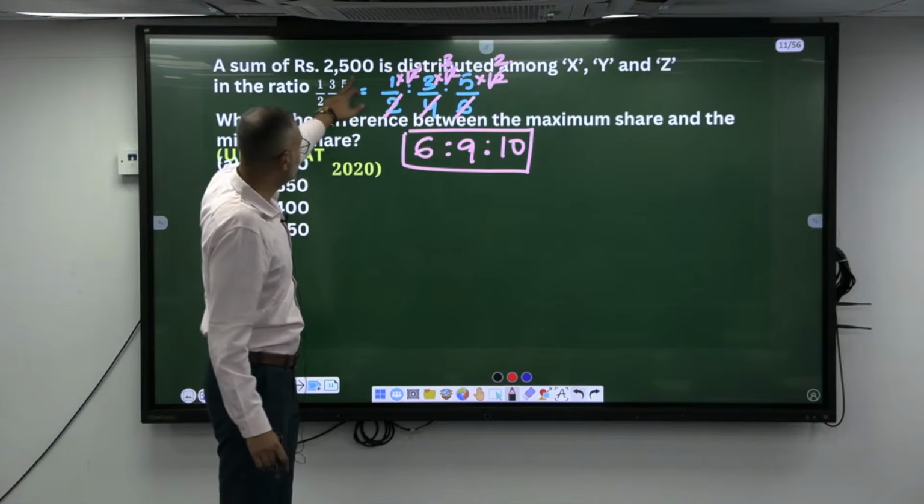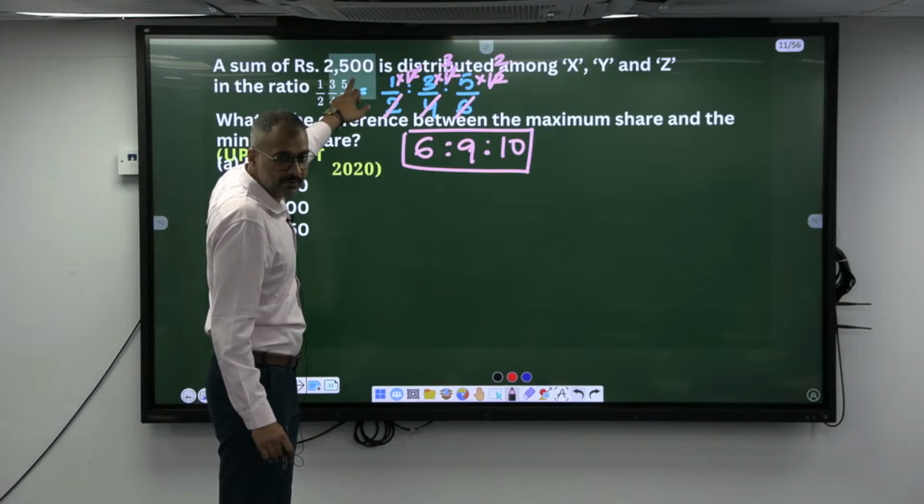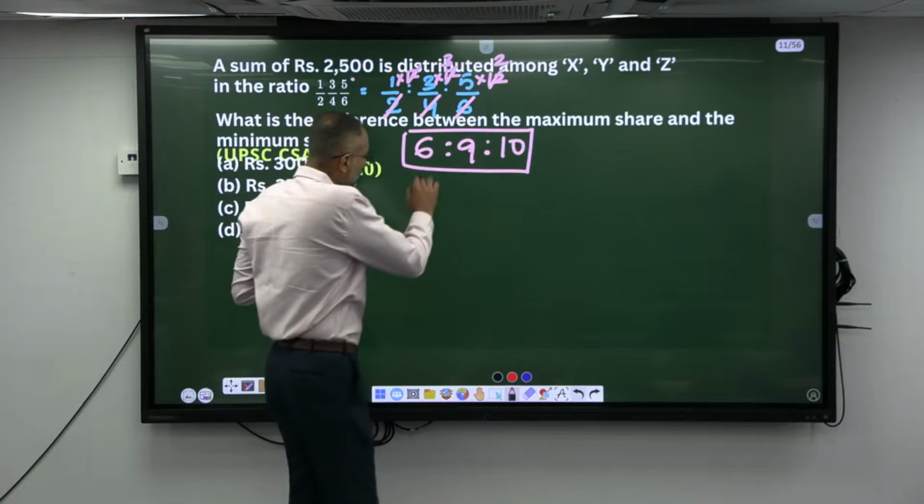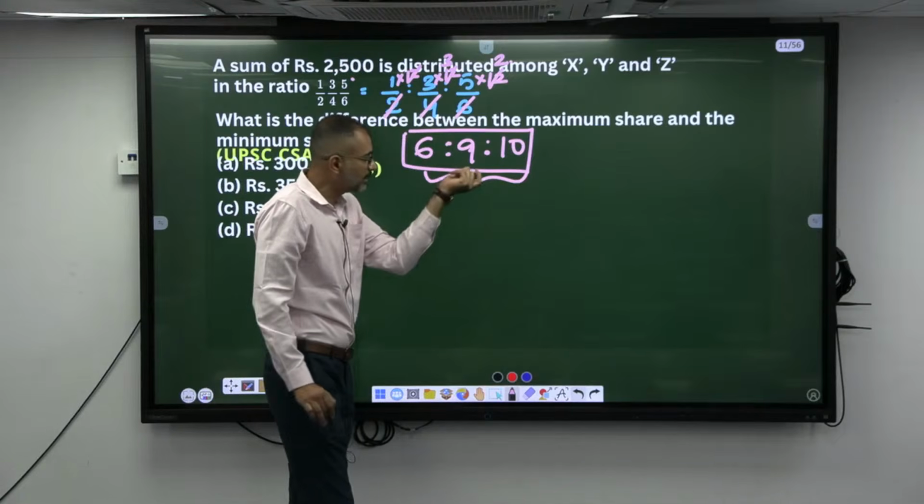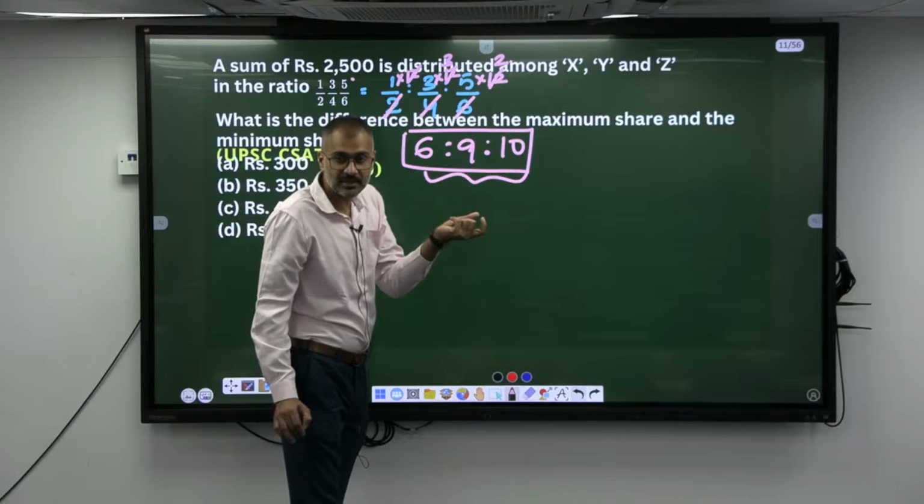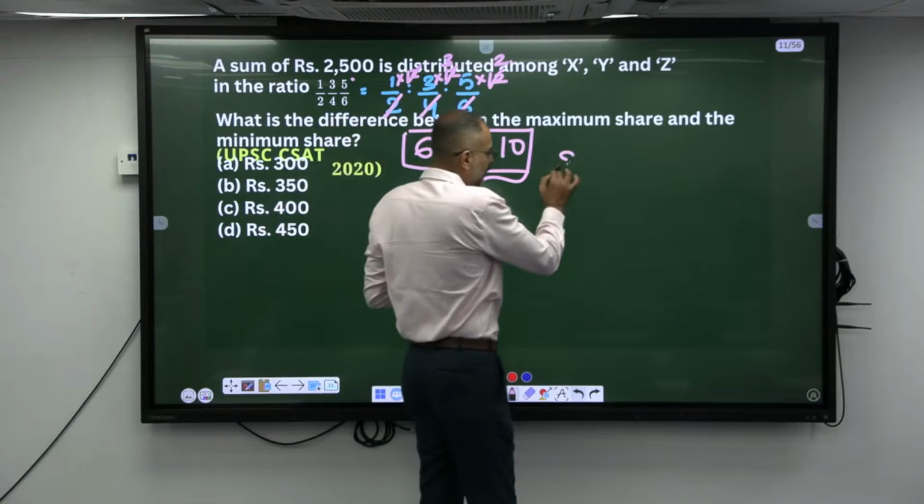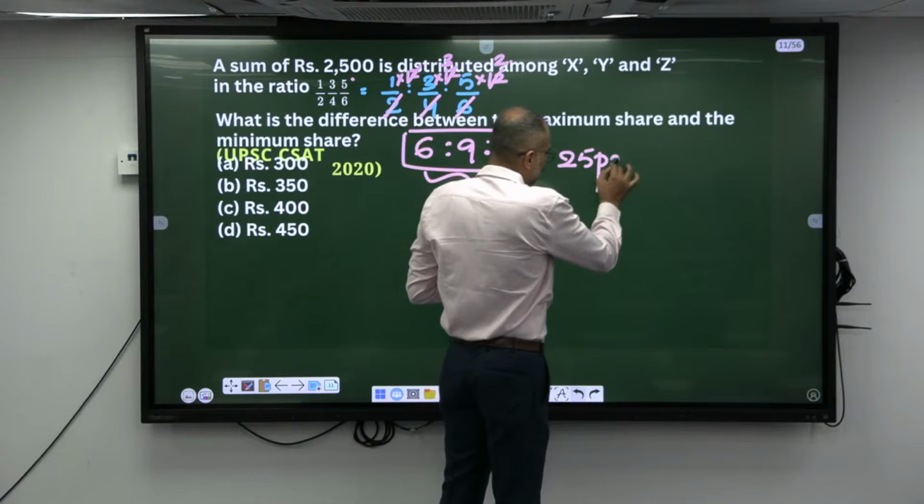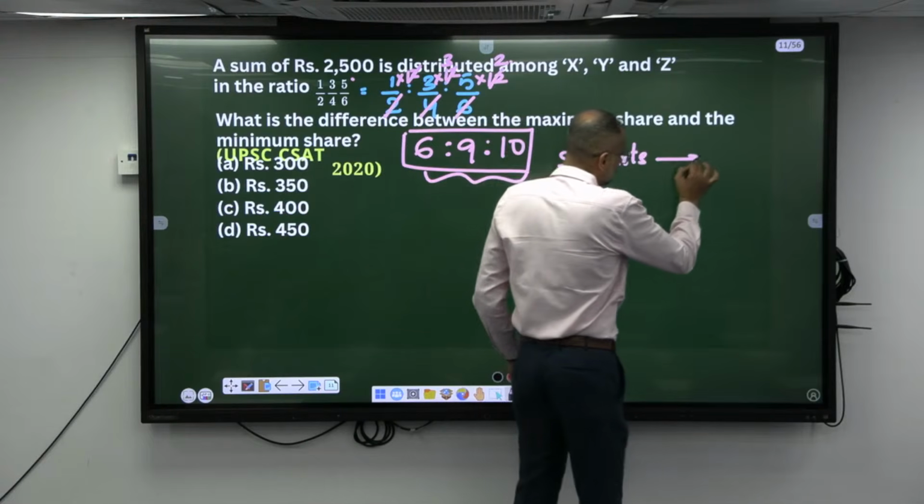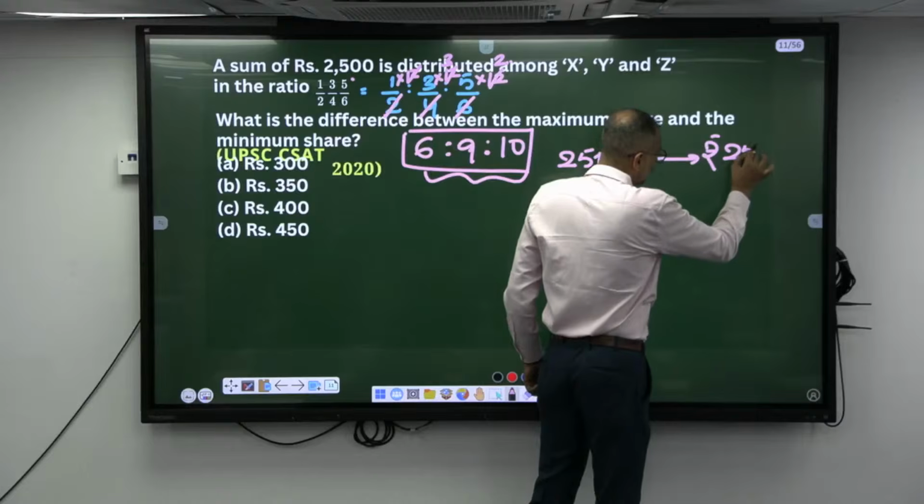What is the total money? 2500. We have to divide this into how many parts? 6 parts, 9 parts and 10 parts. Totally how many parts? Rather than taking x, I am saying it as parts. That's it. 25 parts. If I divide 2500 into 25 parts, each part has to be how much?